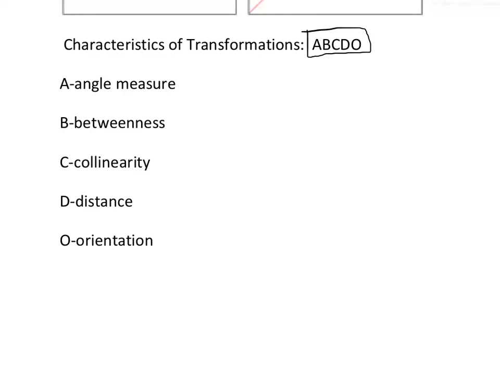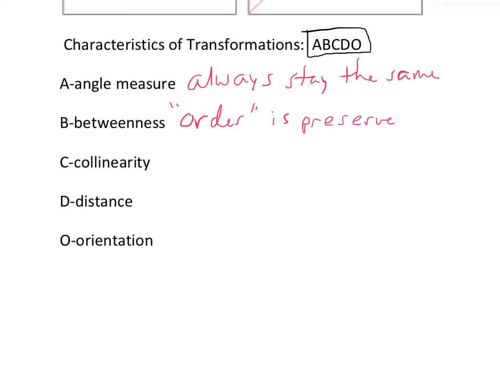And these refer to A being angle measure, and under transformations, the angles always stay the same. B represents betweenness, and that represents order. And order of the betweenness, or the letters, is preserved. In other words, the vertices is what we're talking about here, and the order of the vertices are the same.